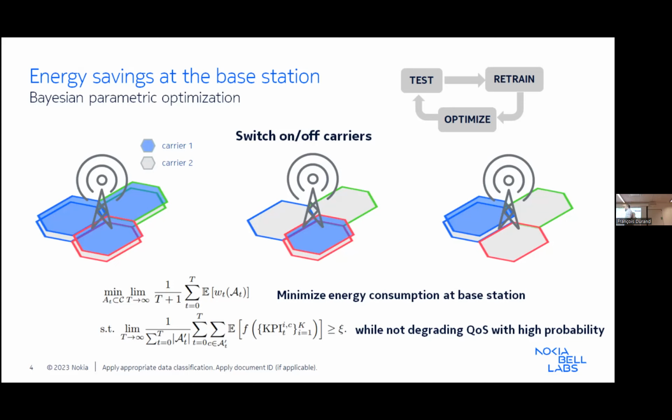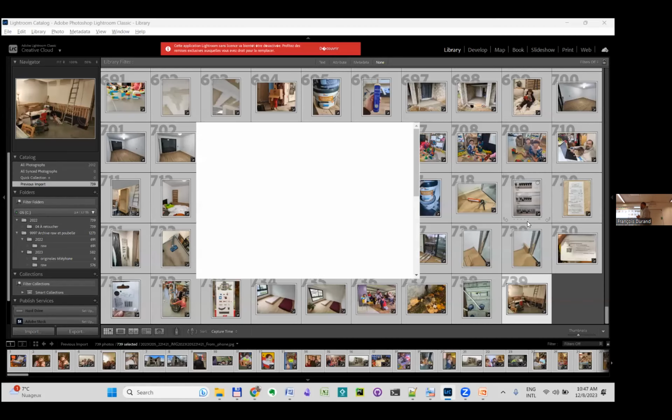And these parameters are basically thresholds that say whenever the load on the sector is sufficiently high, then you have to switch back on. Otherwise, you can switch off. So we optimize these parameters in order to, unsurprisingly, minimize the energy consumption at the base station.